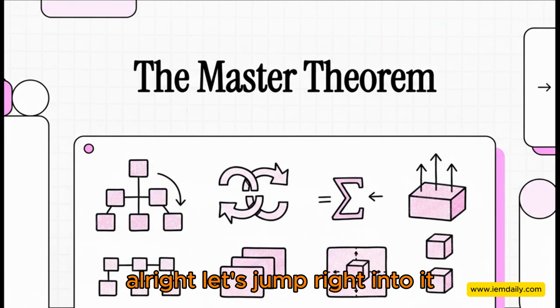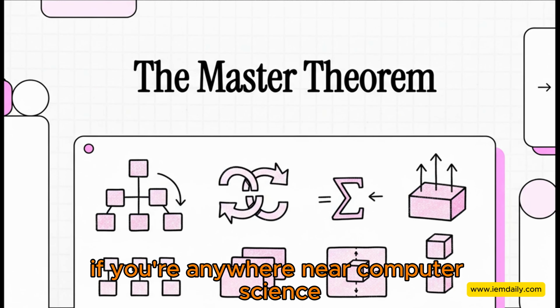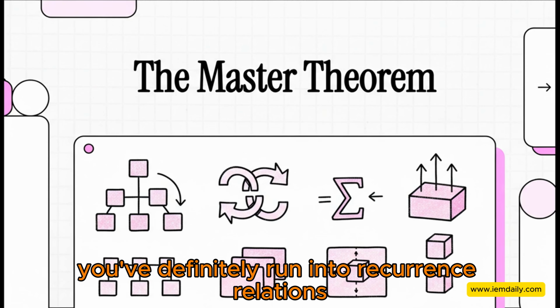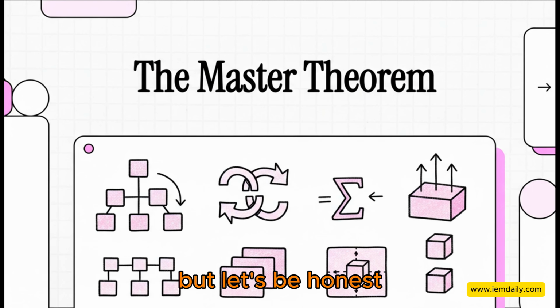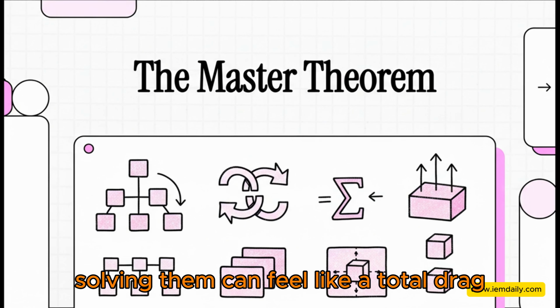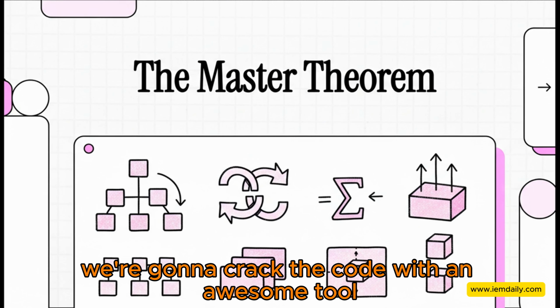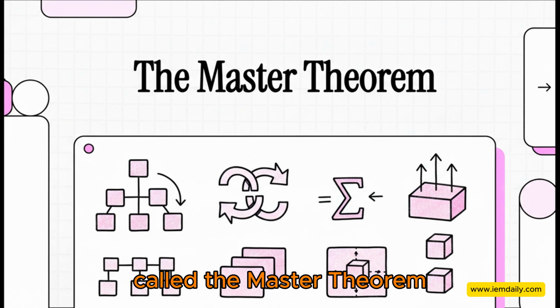All right, let's jump right into it. If you're anywhere near computer science, you've definitely run into recurrence relations. They pop up everywhere, right? From sorting algorithms to complex data structures. But let's be honest, solving them can feel like a total drag. Today, we're going to change that. We're going to crack the code with an awesome tool called the master theorem.